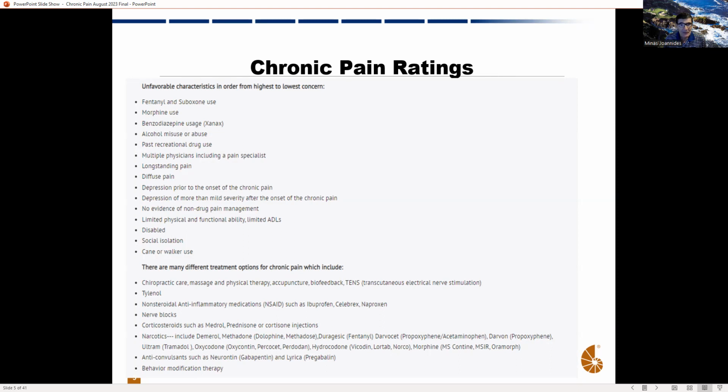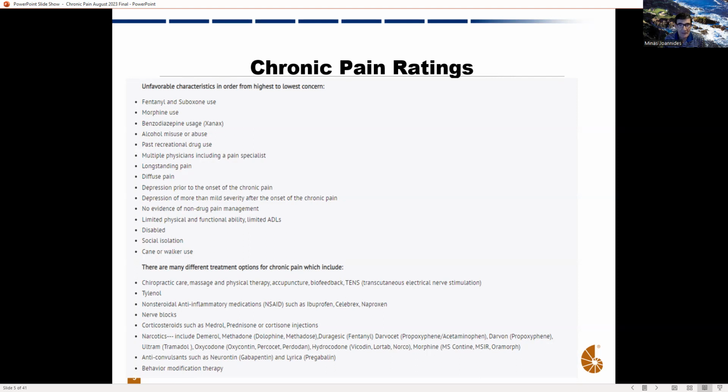There are many different treatment options for chronic pain, which you may see listed in APSs. The applicant may be going for chiropractic care, getting massages or physical therapy, acupuncture, biofeedback, using a TENS unit, a transcutaneous electrical nerve stimulator. Hopefully they're on non-opioid type medications for pain, Tylenol, non-steroidal anti-inflammatories like ibuprofen. Maybe they're receiving nerve blocks for a specific area. They've used corticosteroids for local areas of pain.